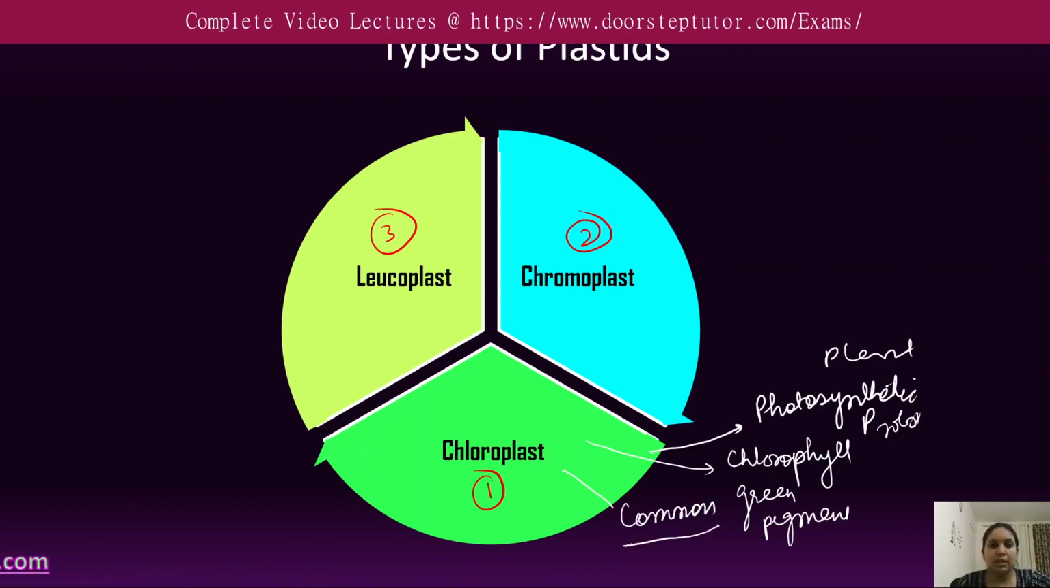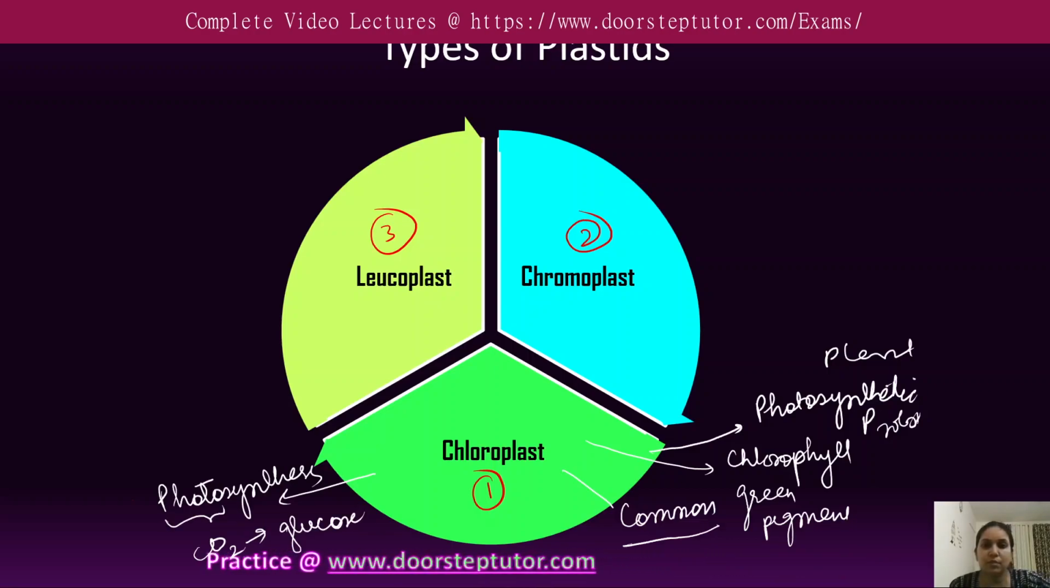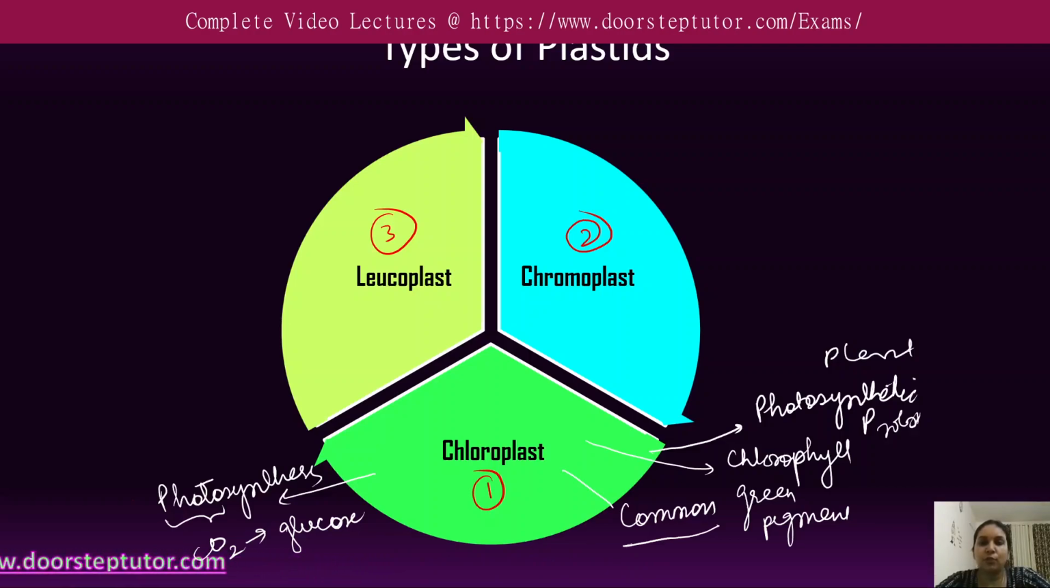And what is its function? Its function is in photosynthesis, the conversion of carbon dioxide to glucose in the presence of light. That is why it is known as photosynthesis. So these are the general features and function of the chloroplast.